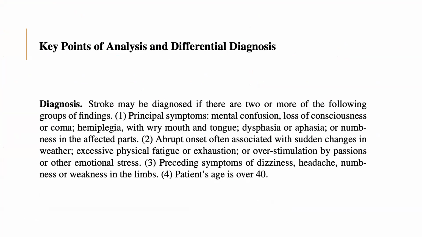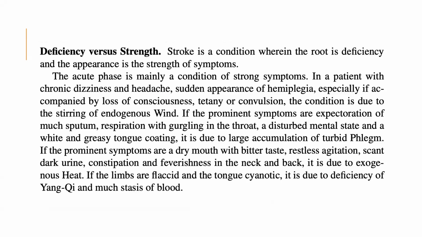the following group findings. First, principal symptoms: mental confusion, loss of consciousness or coma, hemiplegia with dry mouth and tongue, dysphagia or aphasia, a numbness in the affected parts. Second, abrupt onset, often associated with sudden changes in weather, excessive physical fatigue or exhaustion, or overstimulation of passions or other emotional stress. Third, preceding symptoms of dizziness, headache, numbness, or weakness in the limbs. And fourth, the patient's age is over 40.